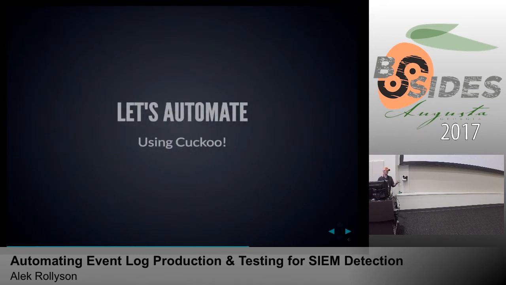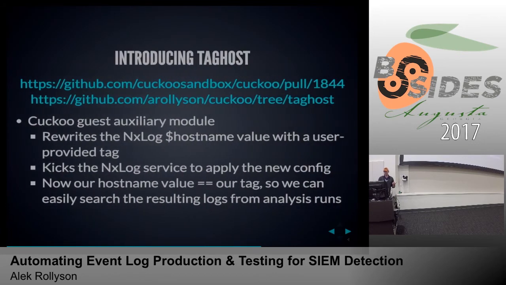So let's automate some of this away using Cuckoo. We wrote this module that we like to call tag host. It's a Windows auxiliary module that requires NXLog to be installed, which is why I mentioned it a second ago. What it's going to do is it's got a dummy variable in the NXLog config. So it's going to take a predetermined tag, same way BroCopy did. You're going to say, okay, run this analysis, this is the tag that I want to come from the event logs. It's going to rewrite the dummy variable in the NXLog config with whatever tag you provided, restart NXLog, and now any new event coming out of that system is going to have a host name of whatever tag you gave it.